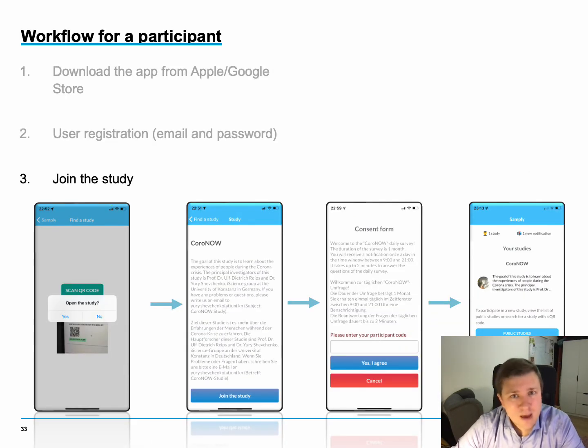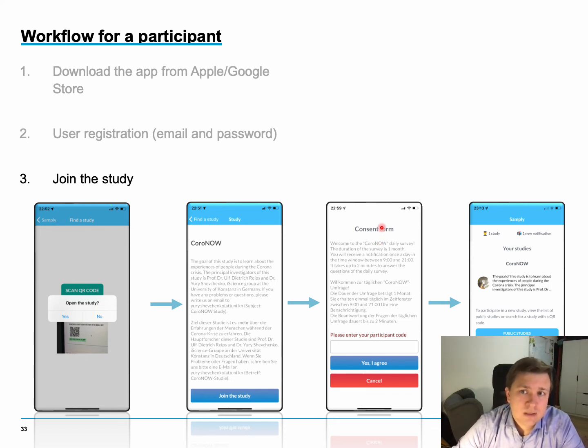After logging into the app, participants can find the study in the list of public studies or use a QR code, which is shown in the screenshot on the left. By clicking the button Join the Study, participants will proceed to the consent form, and here a researcher can ask them to provide a participant or a group code before they join the study.